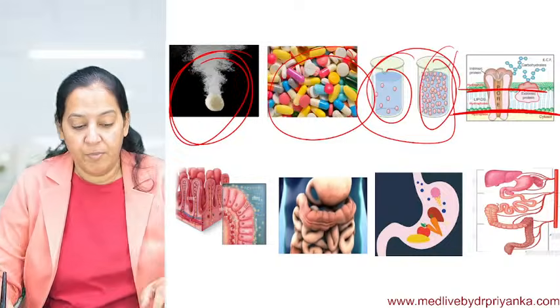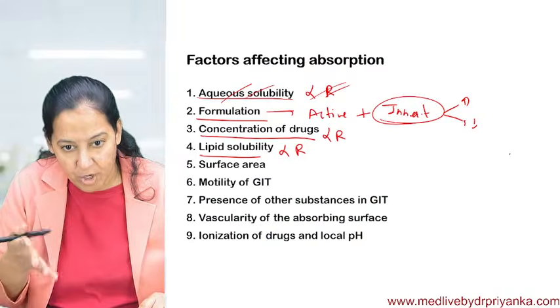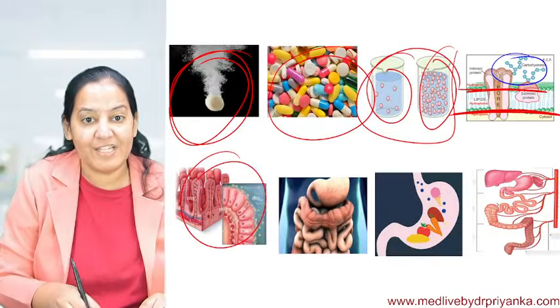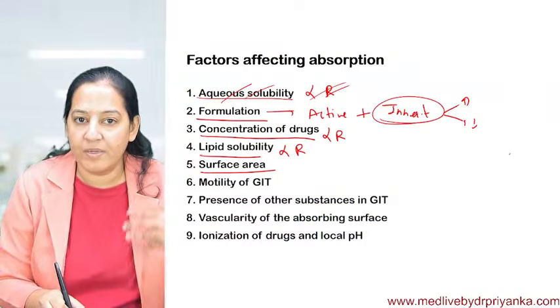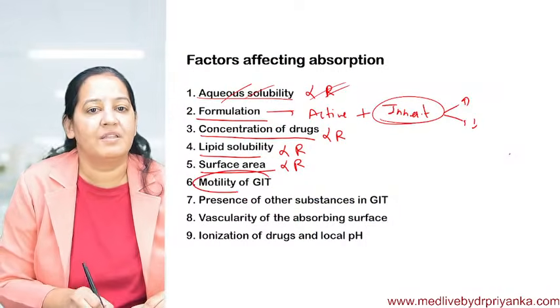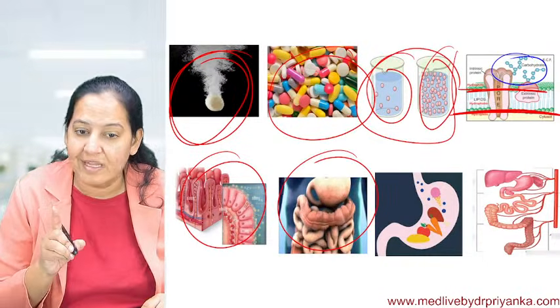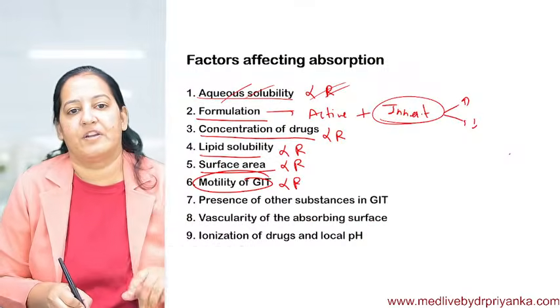So the lipid soluble drug is more easily absorbed as compared to non-lipid soluble drug. The next is the surface area. That's why God has given us villi. More is the surface area, more is the absorption. Then motility of the drug, again directly proportional. That's the concept of peristalsis. So more is the motility, more is the rate of absorption.